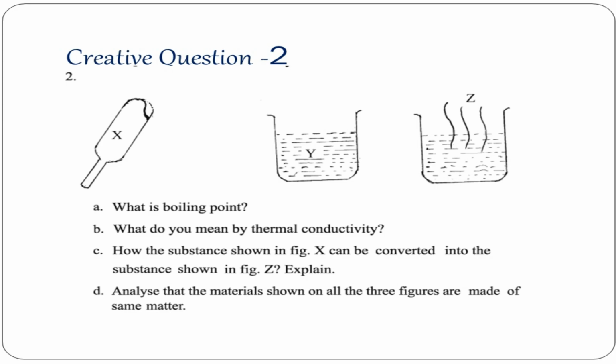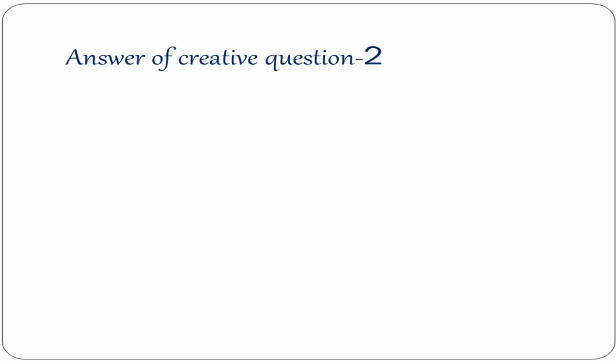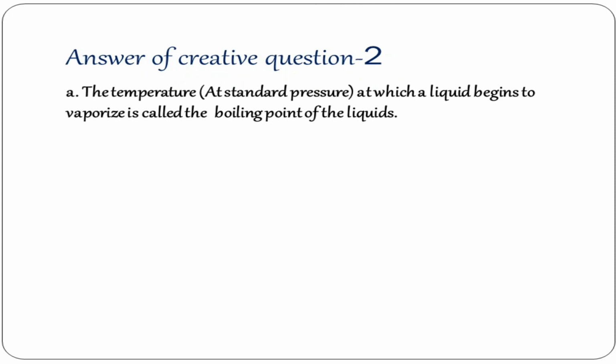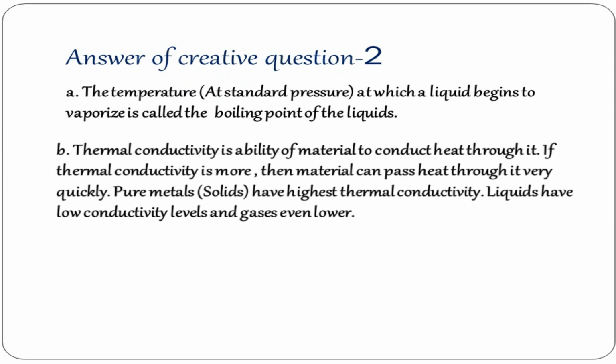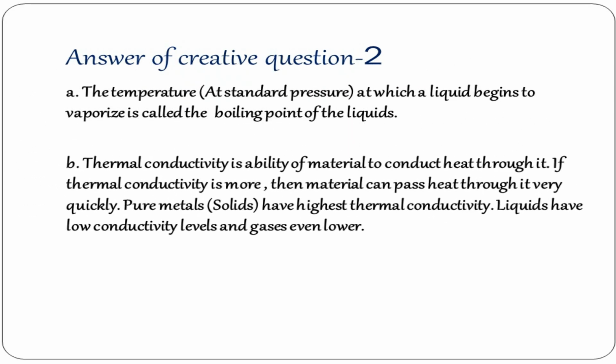So from the question we can understand X is a solid matter, Y is a liquid matter and Z is a gaseous matter. So the first question is, what is boiling point? We already know this: the temperature at which a liquid begins to vaporize is called the boiling point of the liquid. If you consider water, the boiling point of water is 100 degrees Celsius.